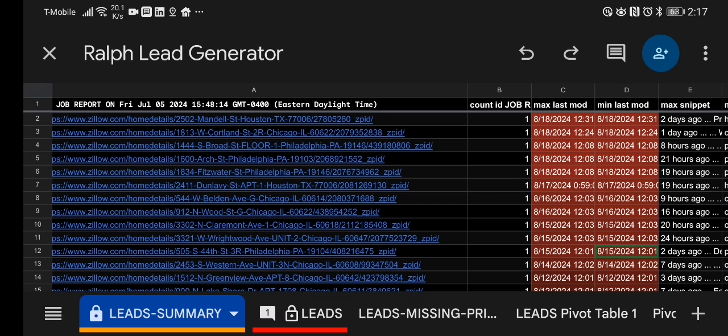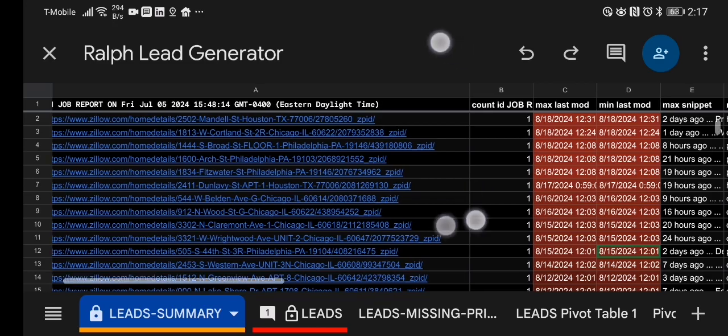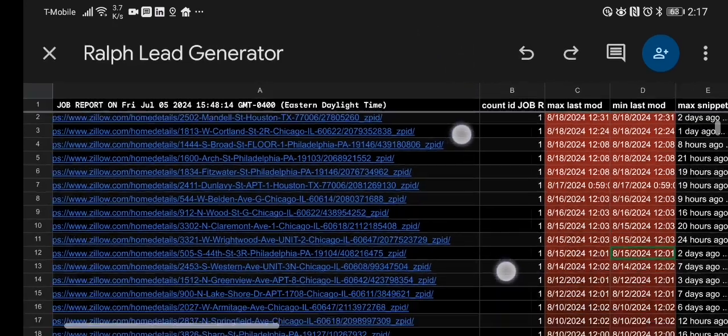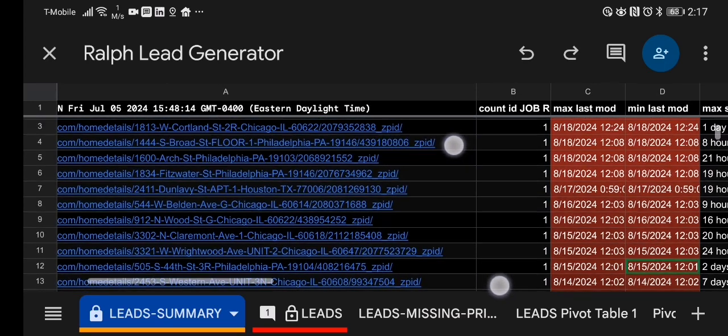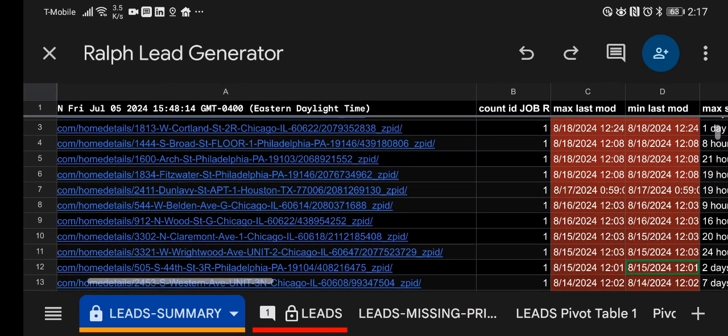We're going to explain this lead generator sheet. The count column, which is right here, see if we can zoom in. Count just means how many times we've seen it. Remember, once a day, or when we're testing, we do it more than once a day.